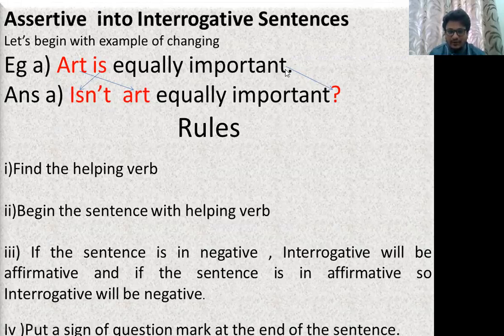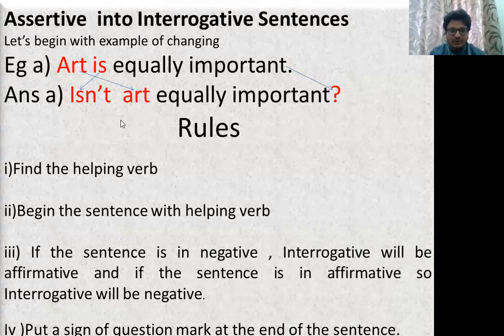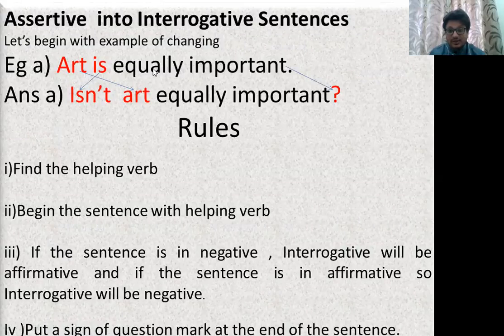And at the end of the sentence, we have to put a sign of question mark because we are converting an assertive sentence into interrogative. Now, while converting an assertive sentence into interrogative, we have to remember that we are only changing the structure of the sentence, but the meaning should always remain intact. Here, the question is asked not for the sake of an answer, but to make the statement more effective. So the answer is, isn't art equally important?